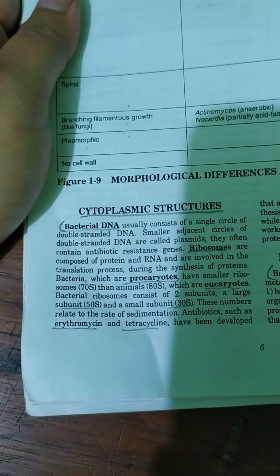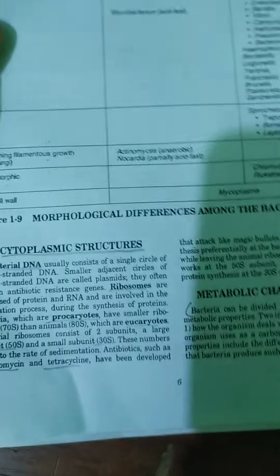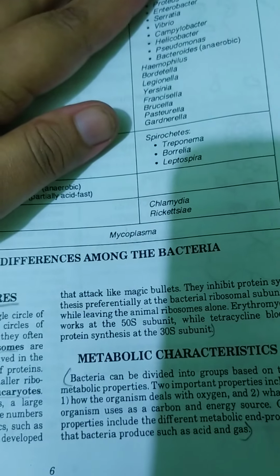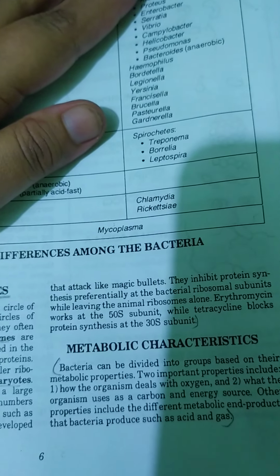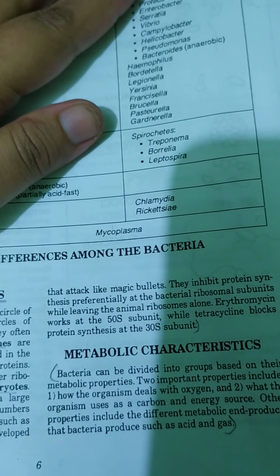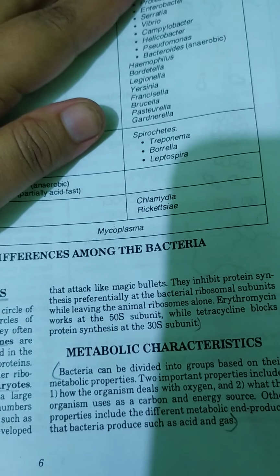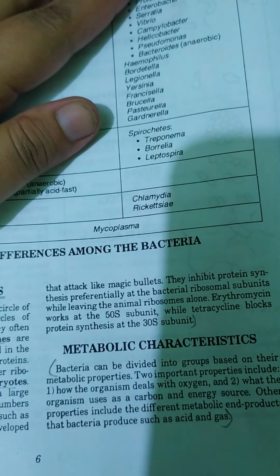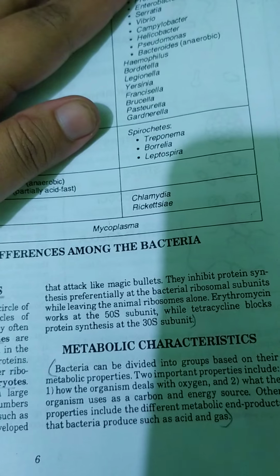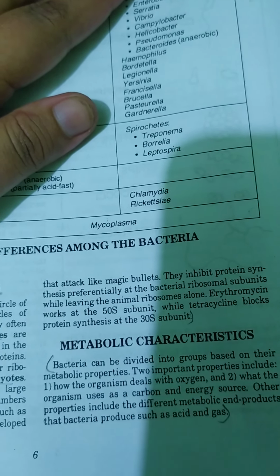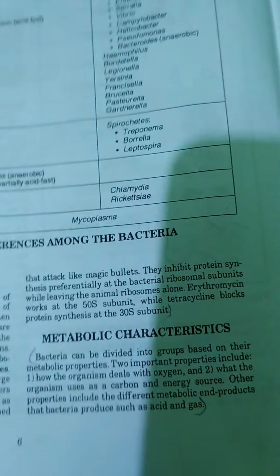Antibiotics such as erythromycin and tetracycline have been developed that attack like a magic bullet. They inhibit protein synthesis preferentially at the bacterial ribosome subunit while leaving the animal ribosome alone. Erythromycin works at the 50S subunit, while tetracycline blocks protein synthesis at the 30S subunit.